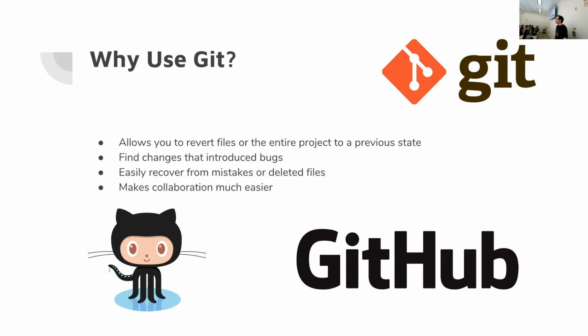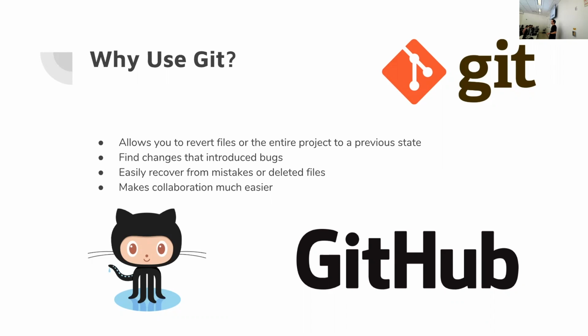All right, so it sounds a little weird: you keep a complete history of all your source code. So why would you want to do that? Basically, it lets you do things like find changes that introduce bugs, so you can find a commit that introduced some kind of bug. You can easily recover from mistakes or deleted files. Let's say you're working on a homework project and you're trying to fix a bug and you just mess up your entire project. Well, if you have a complete history of all your code, you can just revert back to something that works. Even if you just delete a file, you can usually recover from that.